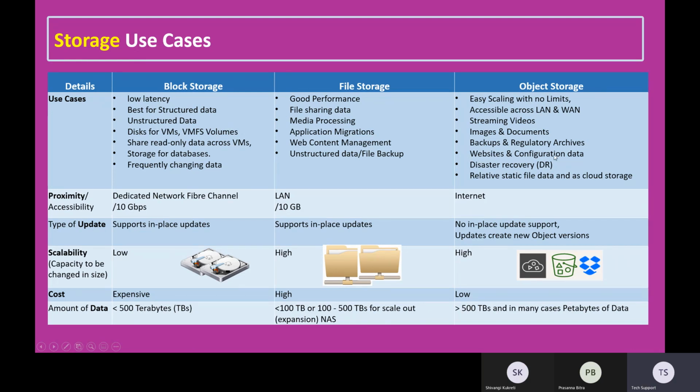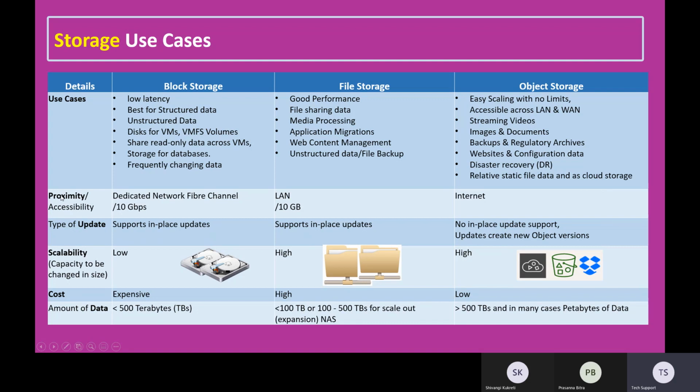And also websites and configuration data, even the disaster recovery site. If you have a primary site in some location and a secondary location, instead of investing in a physical location, you can make our public cloud a disaster recovery site. During that time, all our on premises data, we need to take the backup and store it in object storage. So object storage is also used for disaster recovery scenarios, and for relatively static file data as cloud storage.